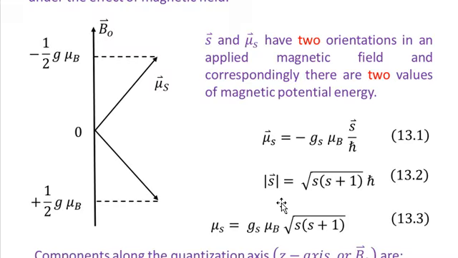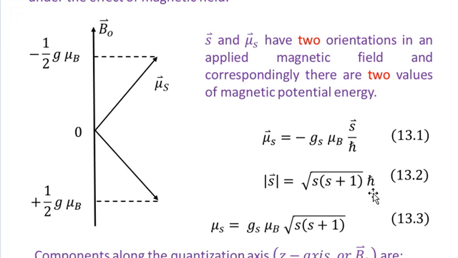And in equation number 13.2, I have given a relationship giving you the magnitude of the spin angular momentum on the left hand side, which is related to the spin quantum number s on the right hand side. And under this square root, we have s into s plus 1, where s is the spin quantum number, and outside that I have h bar, which is the reduced Planck's constant.